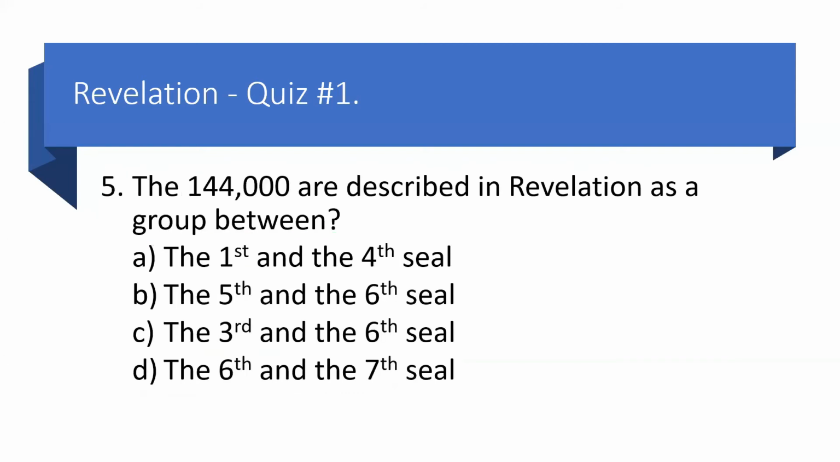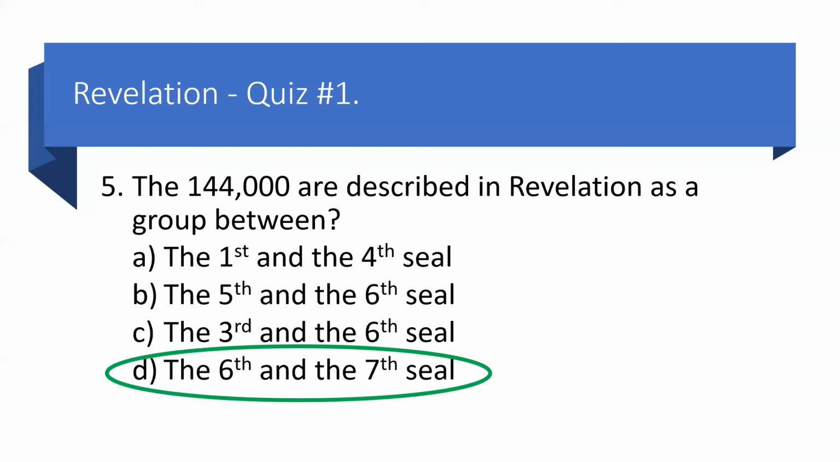The 144,000 were described in Revelation as a group that occurred, maybe that question I could write a little bit differently, but I really want to know when was it described. It was described between the sixth and the seventh seal. Remember, at the end of the sixth seal, there was a question that came, who shall be able to stand?